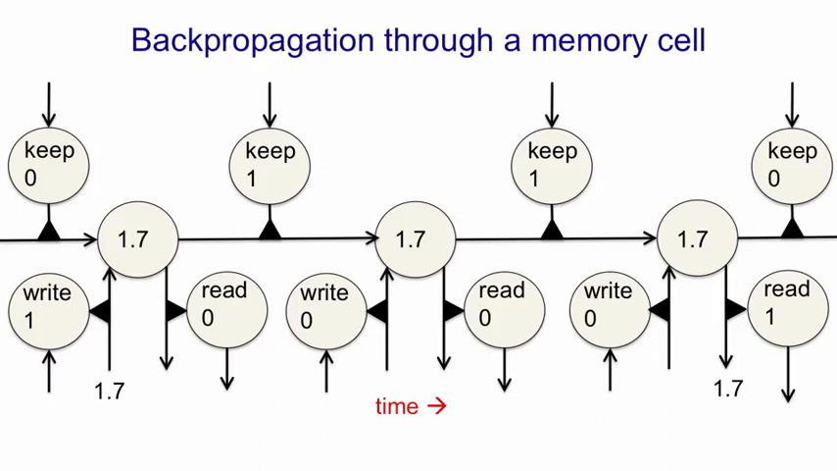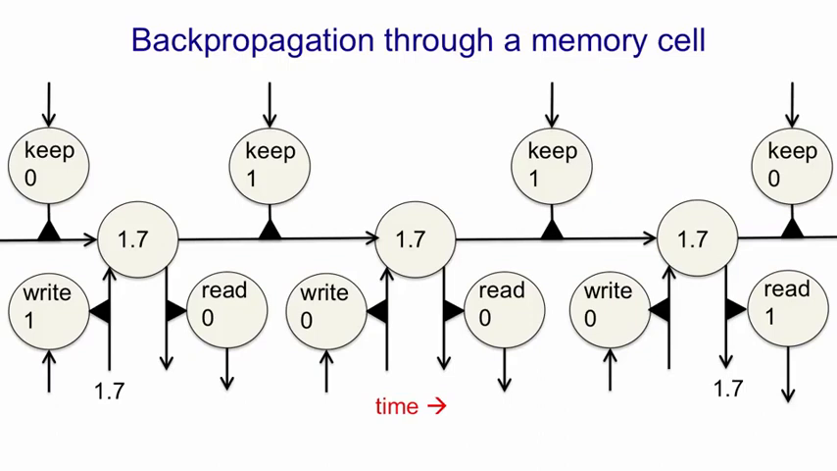Now, if you look at the 1.7 that comes out when we do the retrieve, and you look at the path back to the 1.7 that came in, along that path there's these little triangular symbols, and next to each triangular symbol there's a 1. That means that the effective weight on that connection is a 1. So as we go back along that path, whatever error derivative we have for the 1.7 when it's retrieved gets backpropagated to the 1.7 when it's stored.